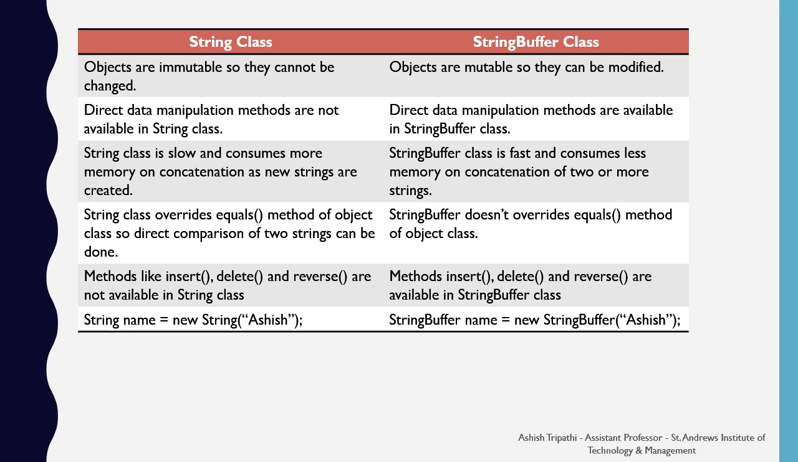Here is an example for the String class. We begin with String, then name is the object of the String class, then it is assigned with the new keyword and the value "Ashish". In the StringBuffer class, we have StringBuffer as the name of the class and it also has the same value.